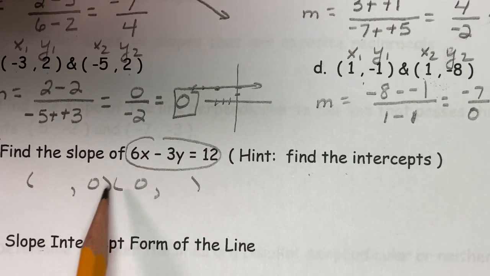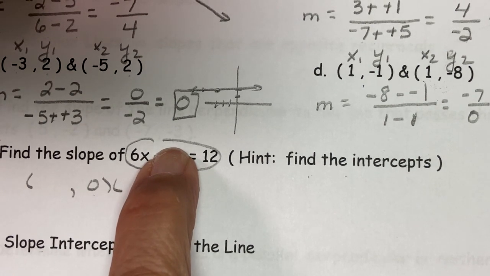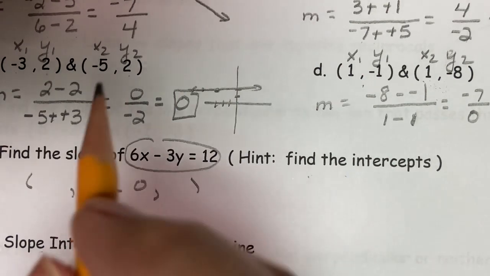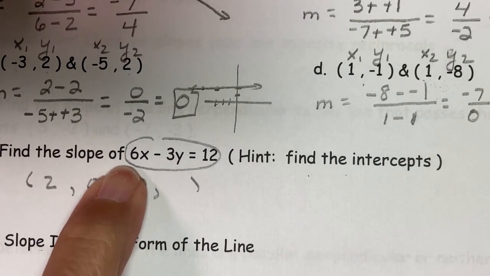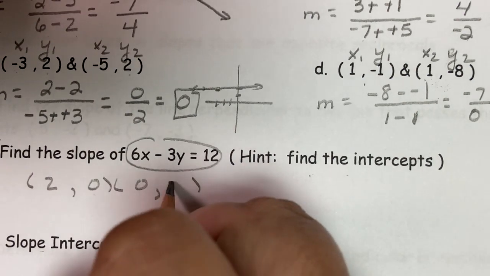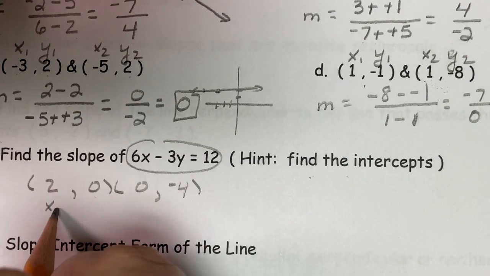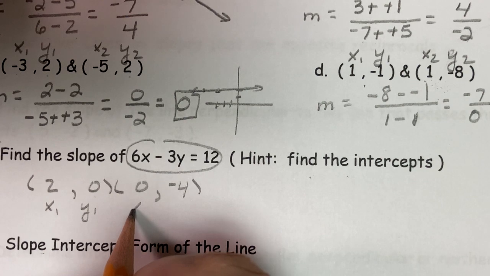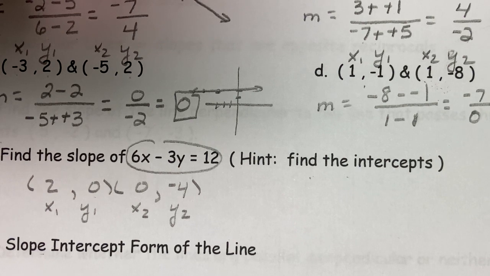So if I look at this equation, if I plug 0 in for y, this term cancels the -3y, and solving for x, I get x equals 2, because I would divide by 6. Doing the same type of thing here, if I plug 0 in for x, the 6x disappears, and then dividing by -3, I get that y is equal to -4. So now I have my 2 points. I can call the first one x1, y1, and the second one x2, y2, and I can go ahead and find the slope.